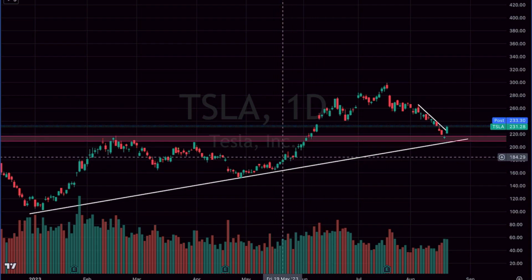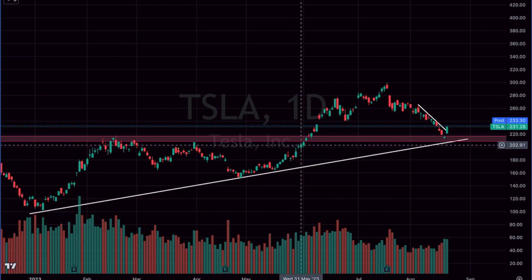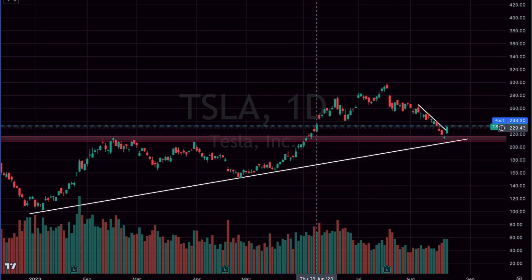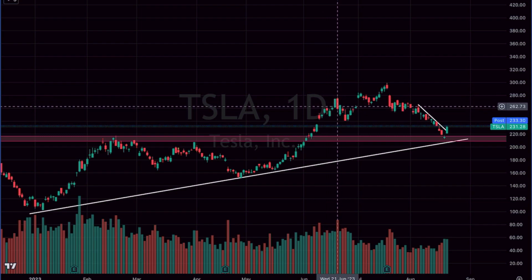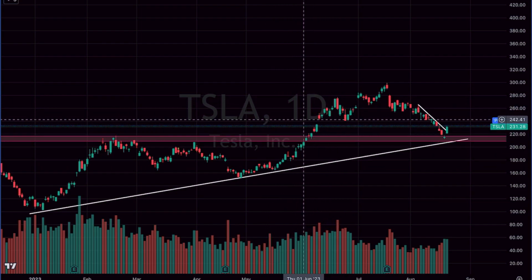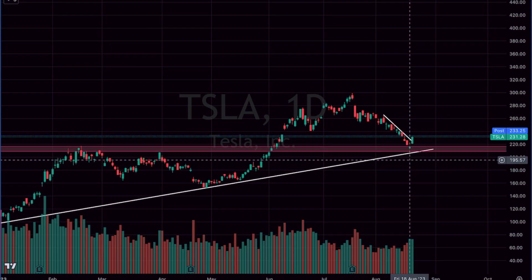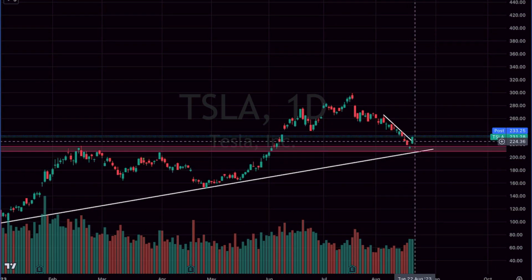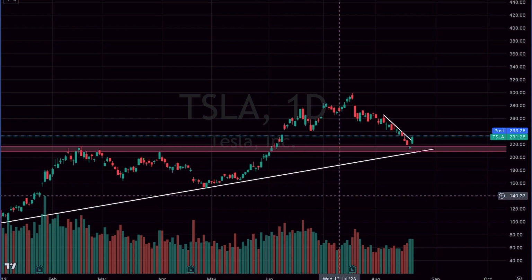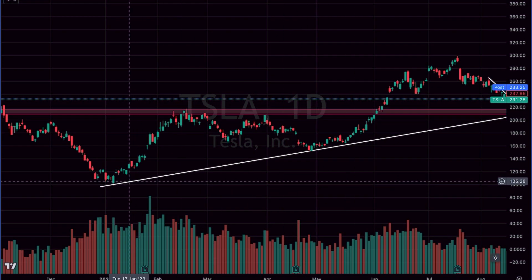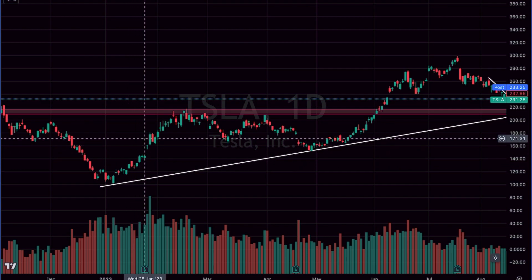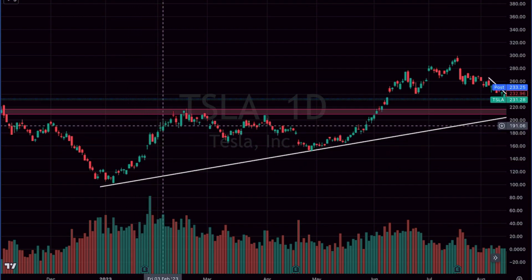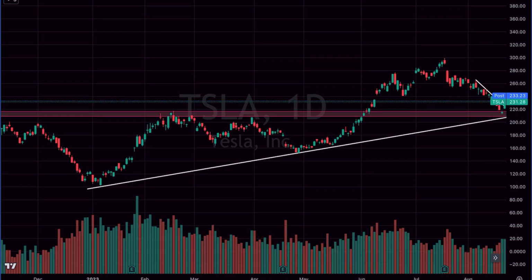1, 2, 3, 4, 5, 6, 7, 8, 9, 10, 11, 12, 13, 14, 15, 16, 17, 18, 19, 20, 21, 22, 23, 24, right? It took 24 days to make higher highs, right? 24 days is almost 1 month, right? So being that last time it took 24 days, and then the time before that, let's see how many days it took. 1, 2, 3, 4, 5, 6, 7, 8, 9, 10, 11, 12, 13, 14, 15, 16, 17, 18, 19, 20, 21, 22, 23, 24, 25. Look at that. 25 days to make higher highs. Almost the same. 24 and 25 days.